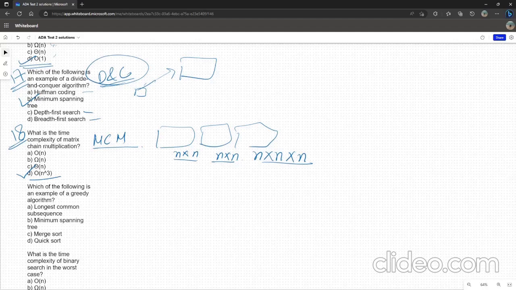The next question is, which of the following is an example of greedy algorithm? Greedy is when we choose the best at any given time. We can solve the minimum spanning tree graph algorithm using our greedy approach. At each point we will select the edge which has the least weight.